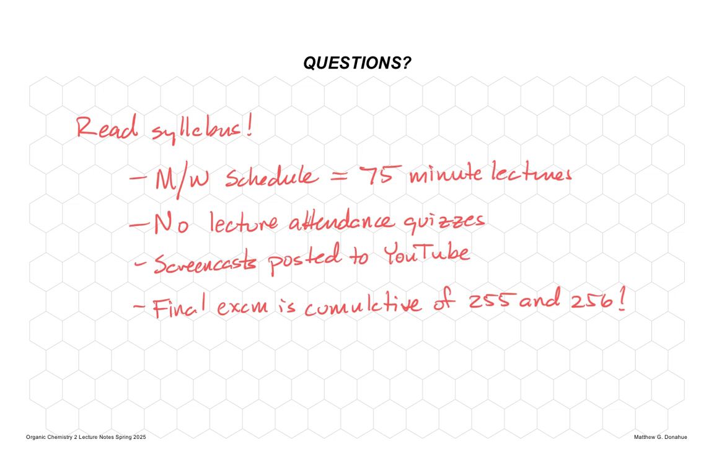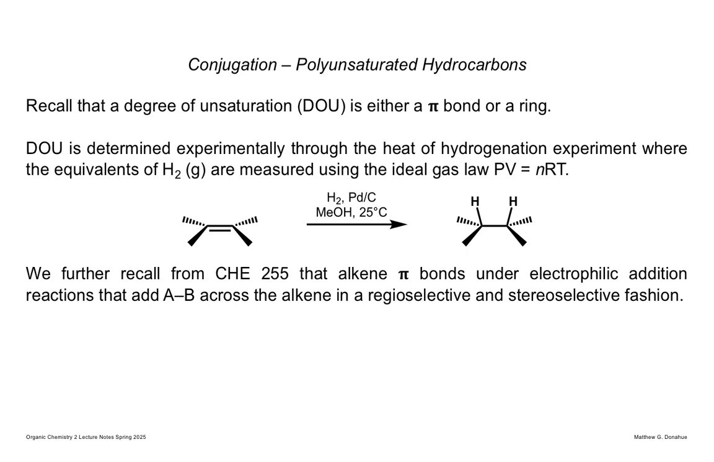So we'll get right into it here. Remember that we left off Organic 1 looking at electrophilic addition reactions of alkenes. And that's when you have a pi bond, which is 1 degree of unsaturation. So remember, we use that pretty extensively in Organic 1.